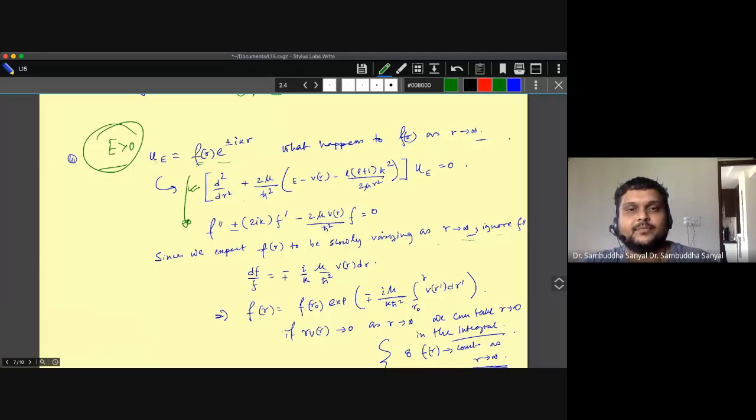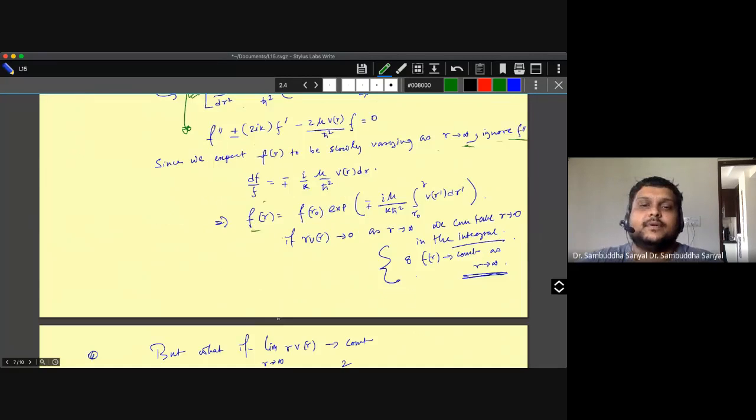So that part will become the more dominating behavior. If it is slowly varying, I can ignore the F double prime. So this equation can be written in this form, and the solution will take this form. The general solution F(r) is some F(r_0) times an exponential. It's a first order differential equation, so you have one boundary condition, and that is given by F(r_0) exponential of minus plus i mu by k h-cut squared, integrating V(r') from r_0 to r.